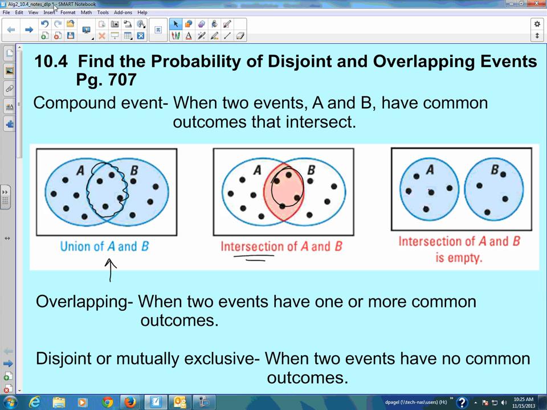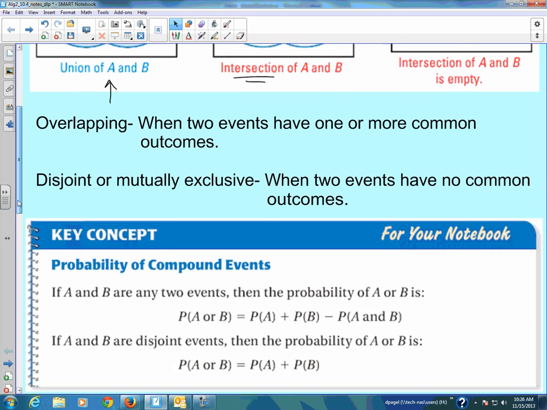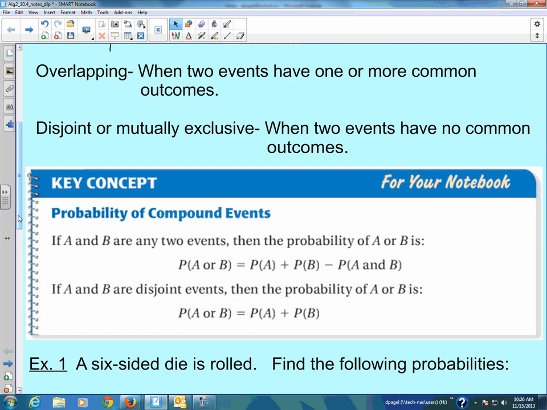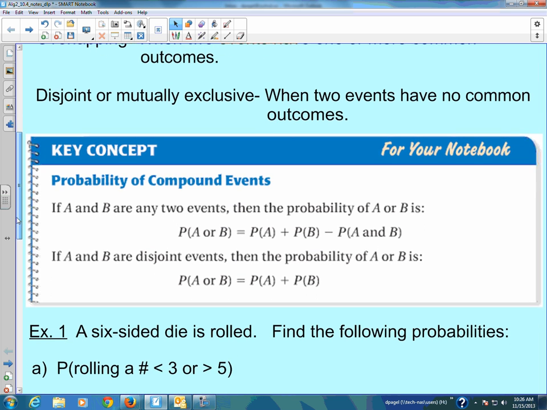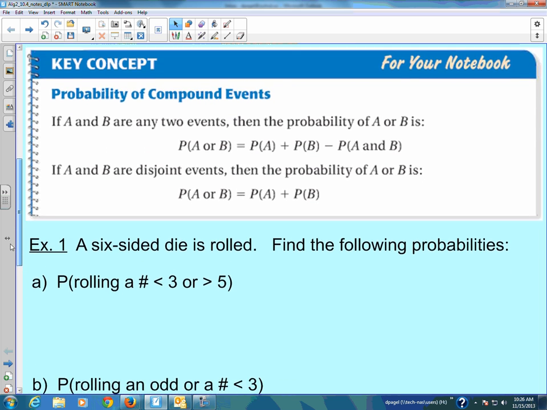So this would mean we have 2 types of compound events. One, we could have an overlapping compound event where you have 1 or more common outcomes, or you can have a mutually exclusive, also known as a disjointed compound event, where you have 2 events that have no common outcomes. So let's take a look at some of these examples here, and we'll be able to peek at some combinations being used in terms of probabilities this time.